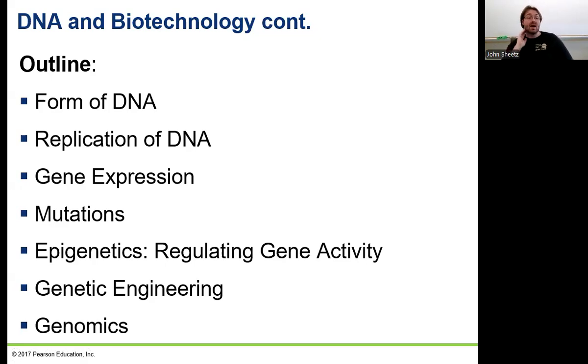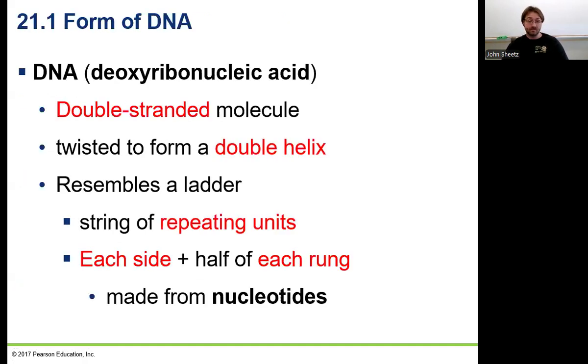Alrighty, so we're going to be talking about the form of DNA, the replication of DNA, gene expression, mutations, epigenetics, which is the regulation of gene activity, genetic engineering, and genomics. So there are a couple different forms of DNA. There are a couple different ways that creatures convey genetic information between generations. DNA is the type that eukaryotes like us utilize.